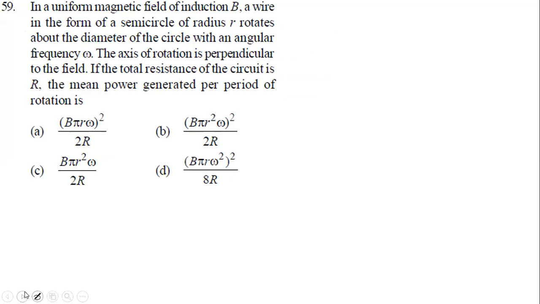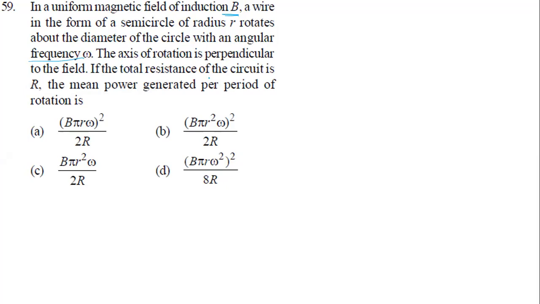So this question is a little bit heavy, you think, but not actually. In a uniform magnetic field of field induction B, a wire in the form of a semicircle of radius R rotates about the diameter in a circle with its angular frequency omega. The axis of rotation is perpendicular to the magnetic field. Okay, so the axis of rotation is what now? Perpendicular to the magnetic field, which means there is a change in flux now.